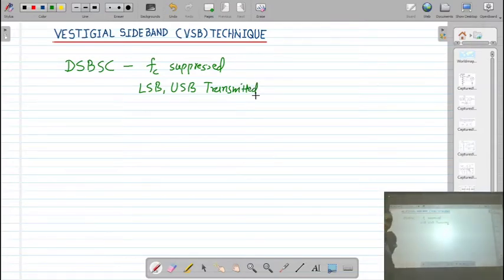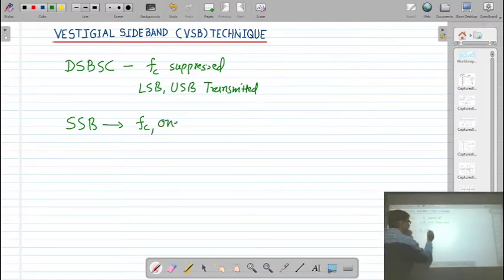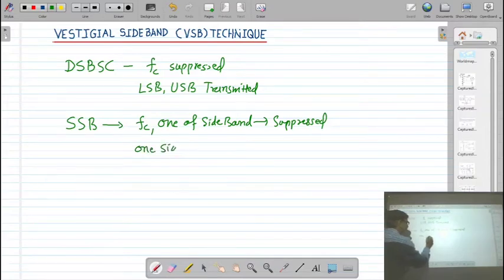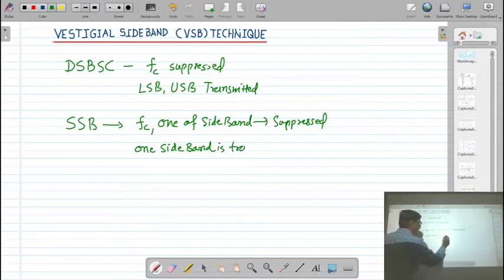Correct? In the case of the SSB technique, the carrier frequency as well as one of the sidebands is going to be suppressed, and only one of the sidebands is transmitted. Correct?